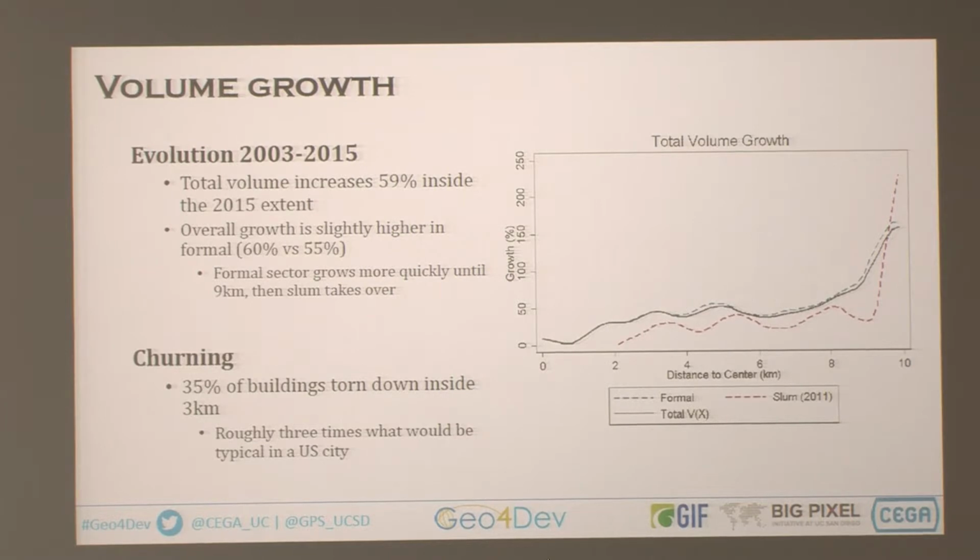This ties back into our model with the idea that near the city center, the formal sector is playing an increasingly important role in terms of the built volume, while the slums continue to locate at the fringe. We also find a massive amount of churning. About 35% of the buildings inside 3 kilometers in our data set were torn down. This is about 3 to 4 times what we would see in a typical US city.